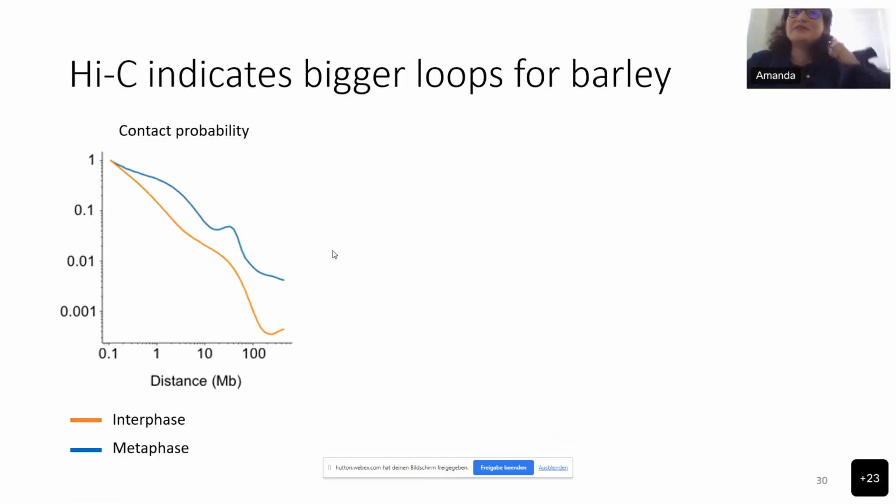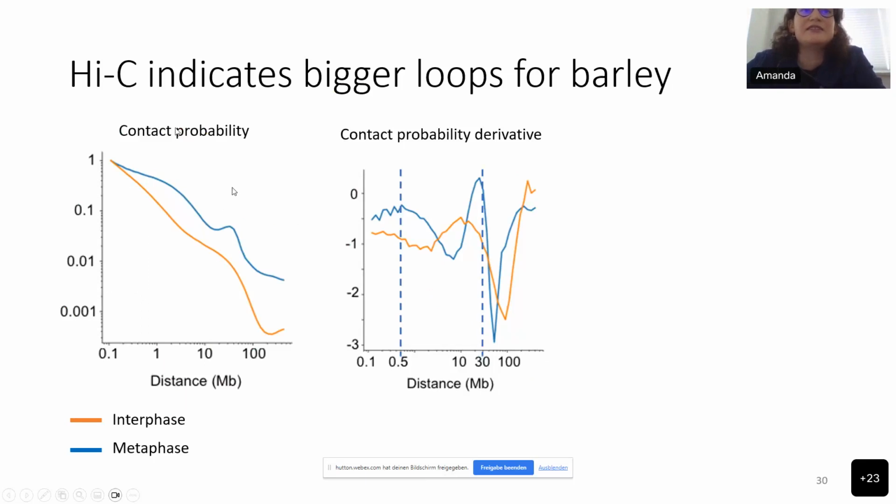So we came back to the contact probability of metaphase of barley to see if we had any clue. The suggestion came from the group of Hannah, to look at a different analysis of the contact probability. Here we take the derivative, which makes it easier to see these kinds of plateaus. When it's closer to 0, it means that it's more likely a plateau.